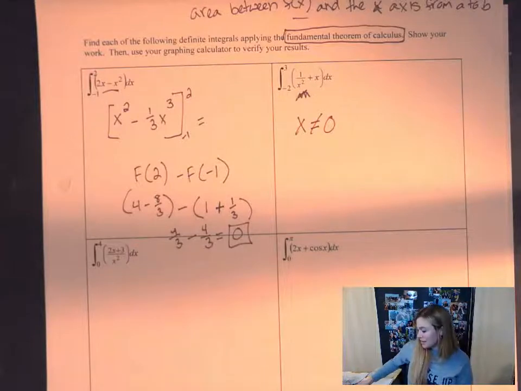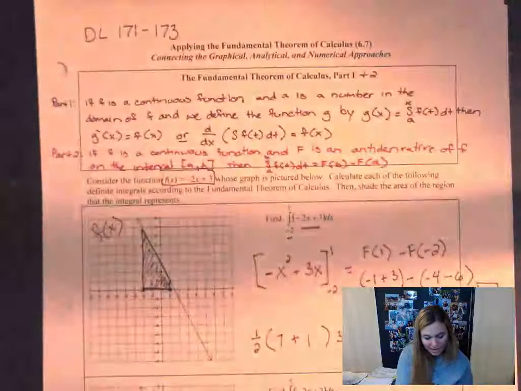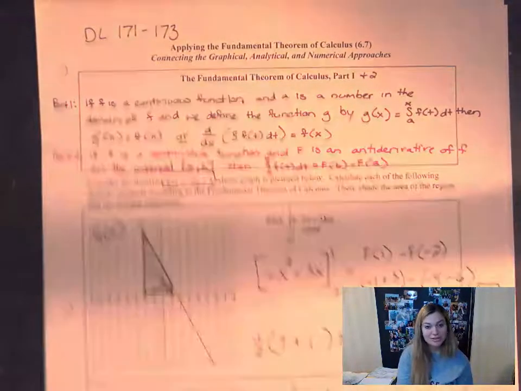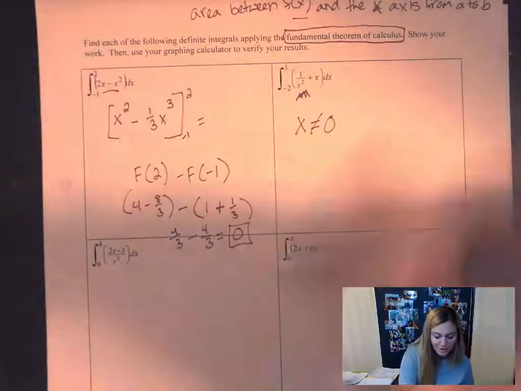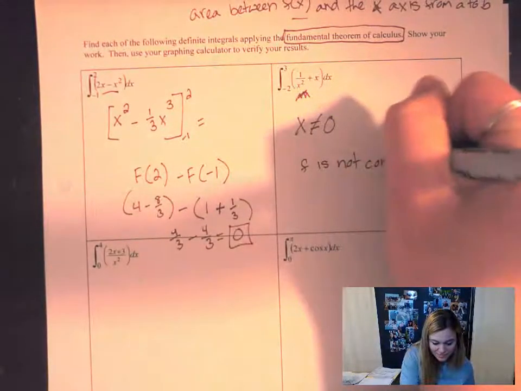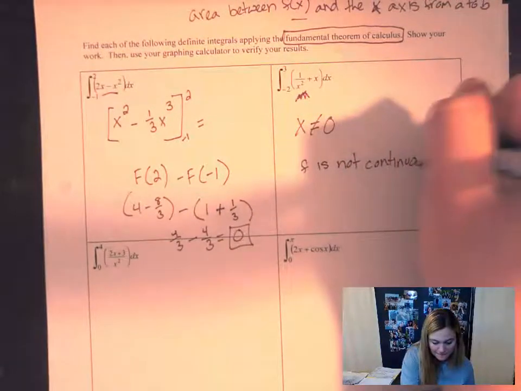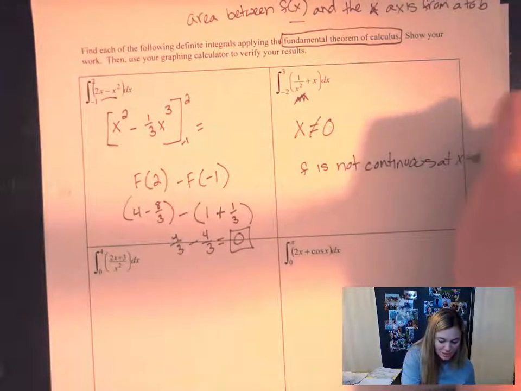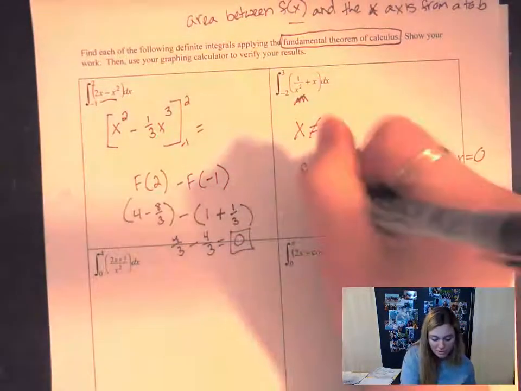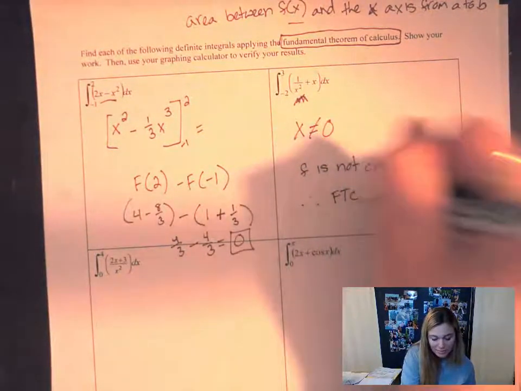In the beginning of that really wordy definition, in part 2 even, if f is a continuous function, this one, f is not continuous at x equals 0, which is in this interval from -2 to 3. Therefore, FTC cannot be applied.